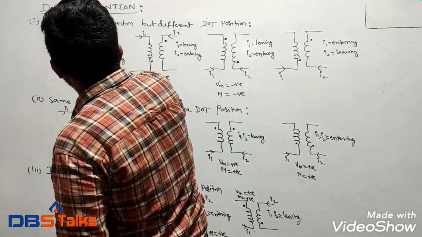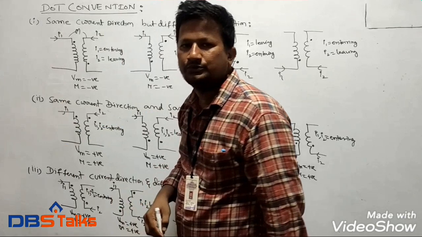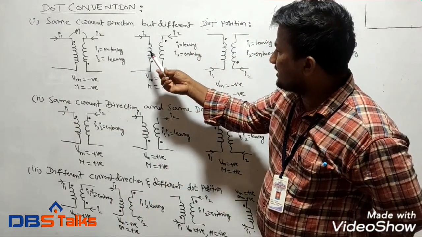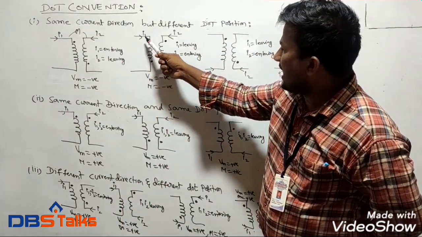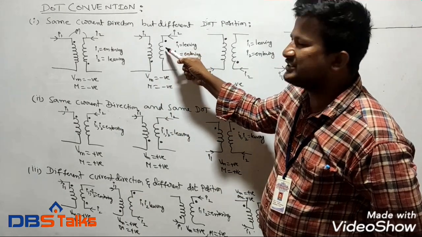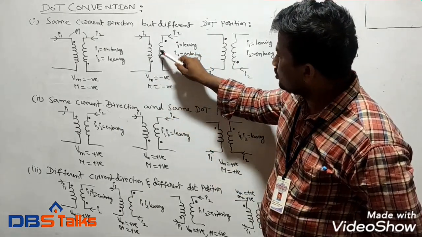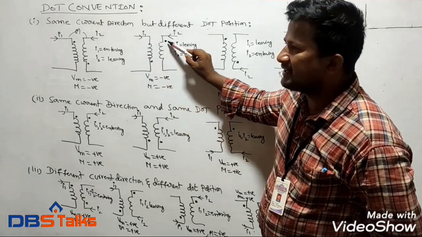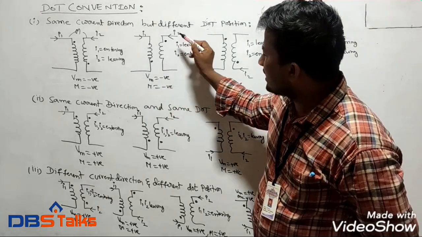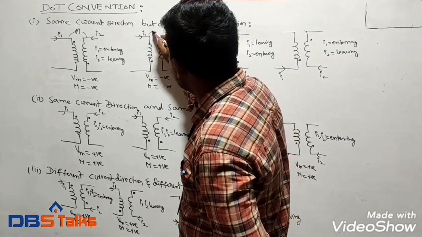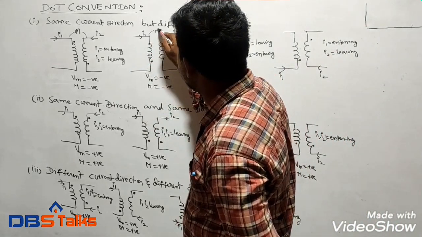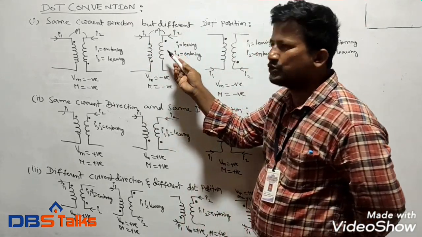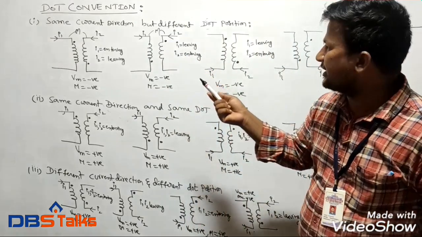two coils is negative. In similar manner, here in the second picture, I1 is leaving, I2 is entering, but these two dot positions are different to each other. That means here leaving, here entering. That's why both are different to each other. The mutual inductance between these two must be negative, and the voltage produced in the secondary circuit is also negative.